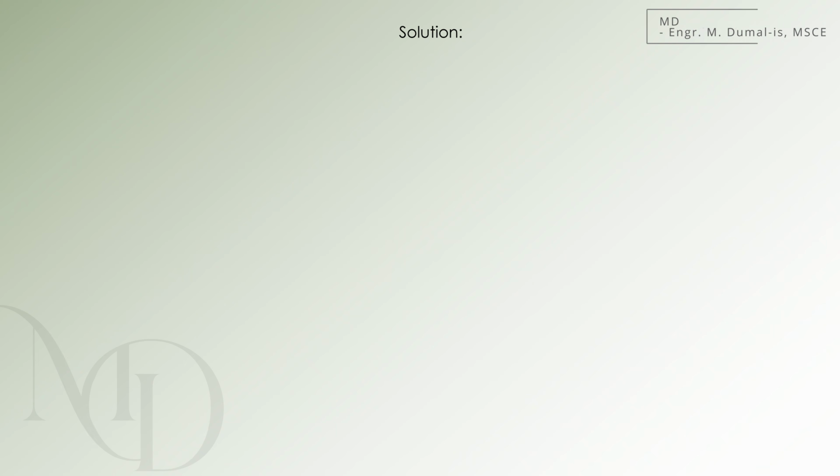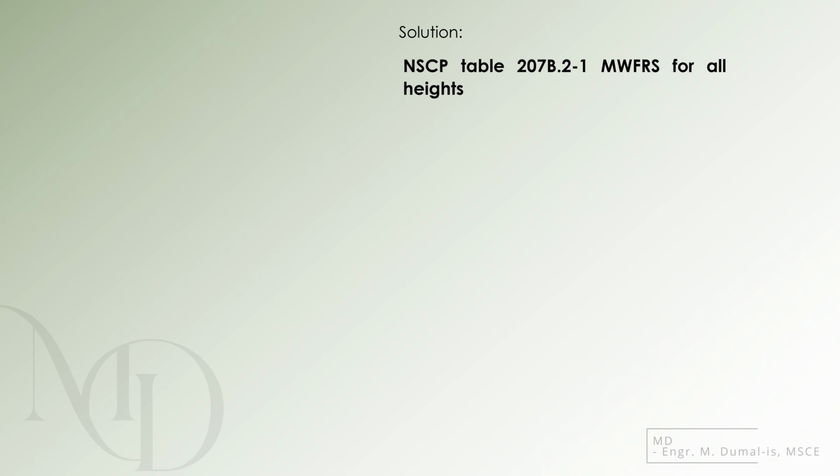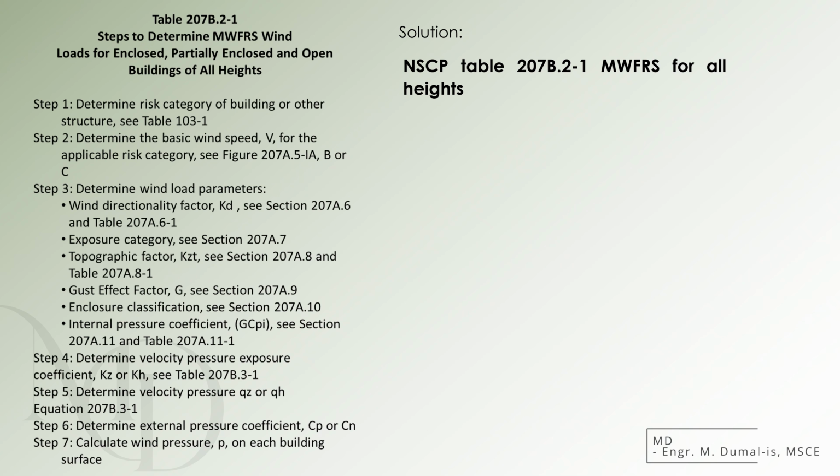Alright, now let's turn to the code and review the provisions in section B.2-1, since this will guide the steps of our calculation. The code tells us that for enclosed, partially enclosed, and open buildings of all heights, the wind load calculation is carried out in a sequence of calculations. We begin by determining the risk category of the building or structure, which is found in Table 103-1. Next, we identify the basic wind speed capital V for that risk category. This comes from Figure 207A.5-1A, B, or C.